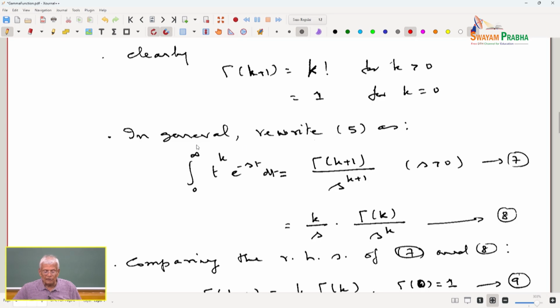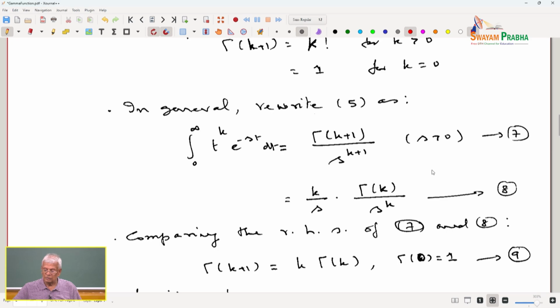In general, we can rewrite this as integral 0 to infinity t to the power of k e to the power of minus st dt is equal to gamma k plus 1 divided by s to the power of k plus 1, where s is greater than 0. So, gamma k plus 1 is k times gamma k.